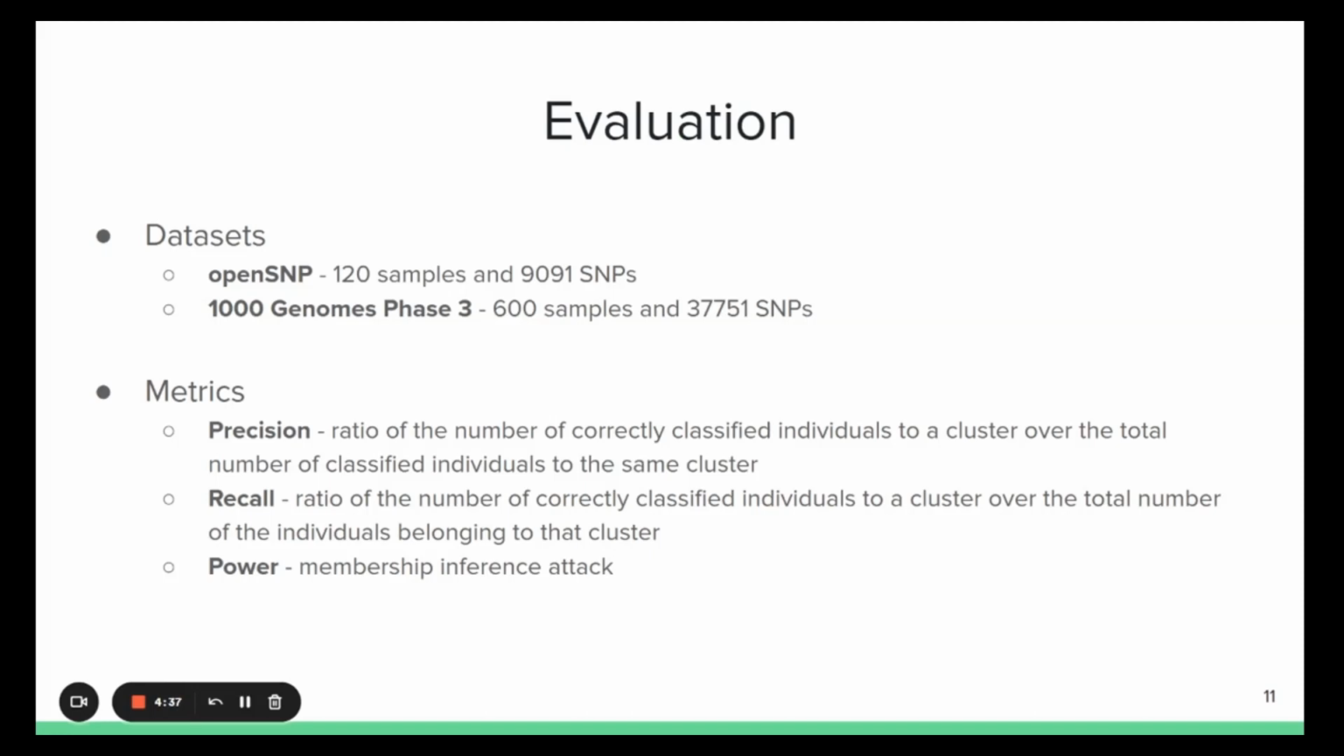The metrics that we use are precision, recall, and power. For the precision, we define it as the ratio of the correctly classified individuals to a cluster over the total number of classified individuals to the same cluster, while the recall is over the total number of the individuals belonging to that cluster. And for the power, we use the membership inference attack that we explained in the privacy analysis.